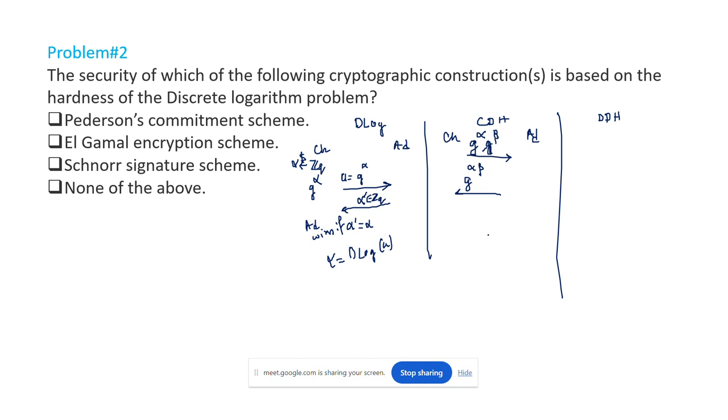Right, you can say that. Okay. Yeah, but not the discrete log. Hmm. What is an example for a DDH problem?